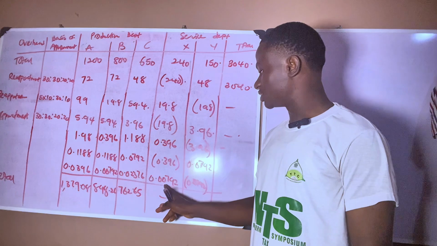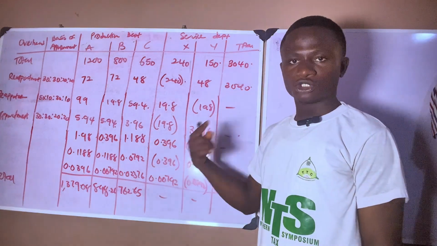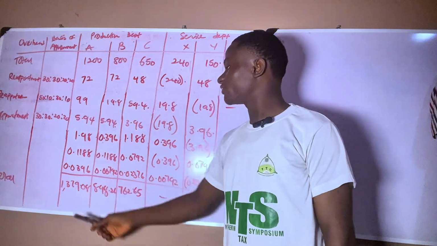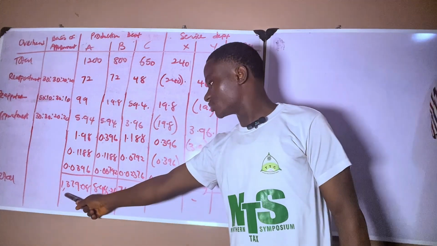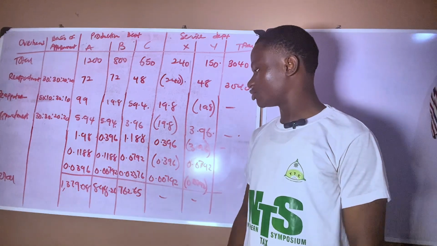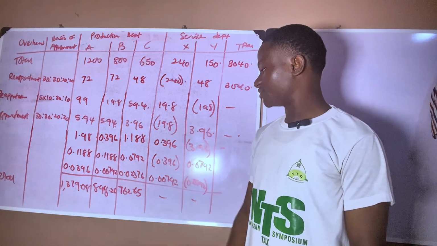So if you have not gotten to this almost zero or near zero, you will continue reapportioning till you are there. So in the end, we have our total for department A to be 1379.08, for department B to be 898.26, and for department C 762.65.